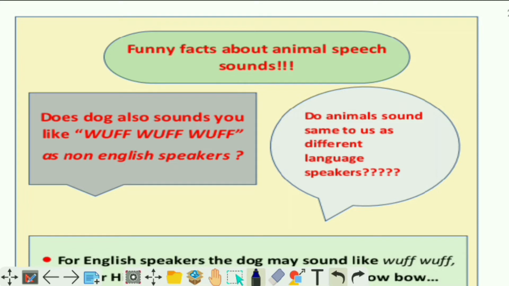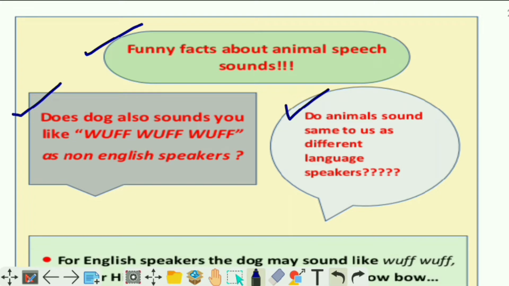Today's lecture is about discreteness as a feature of human language. But before we move to the topic, let us discuss some interesting facts about animal speech sounds. Okay, funny facts about animal speech sounds. Here we have a question. The question is, do animals sound the same to us as different language speakers?